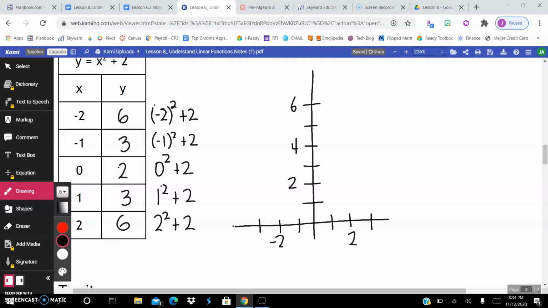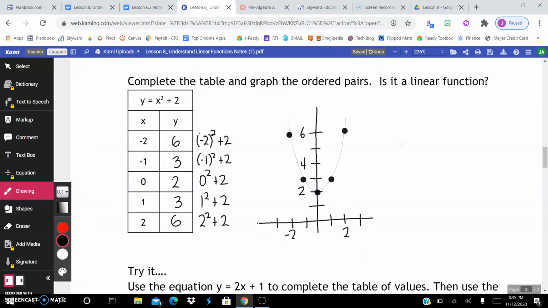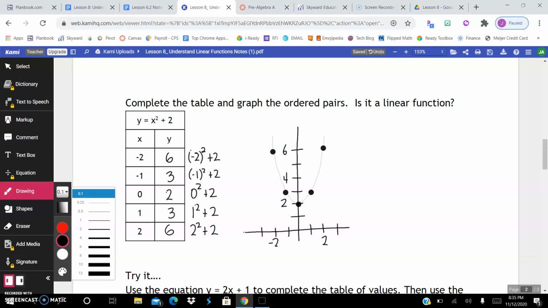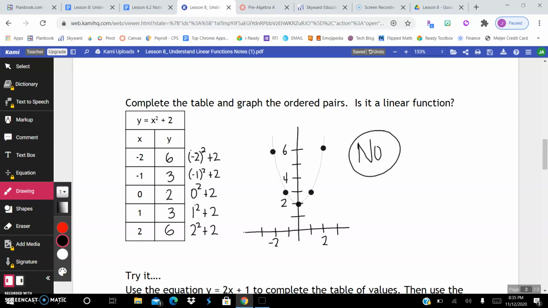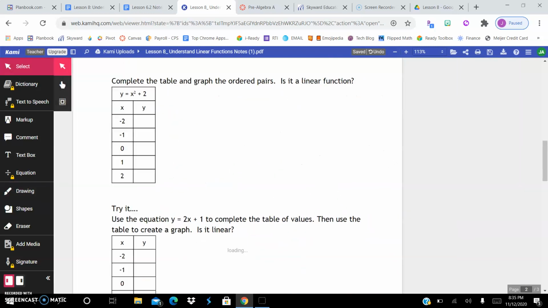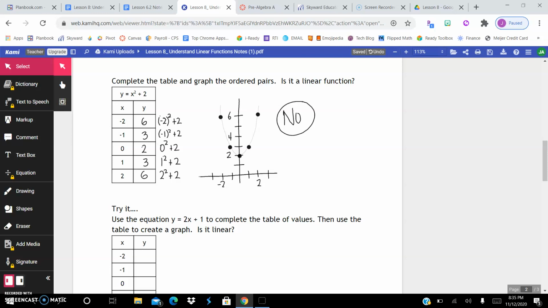Our first ordered pair is (-2, 6). Then we have (-1, 3), (0, 2), (1, 3), and (2, 6). So this is kind of a U shape here. And it says, is this a linear function? No, this is not a straight line. This is a U shape. It's called a parabola, and we'll get into that later on in algebra.